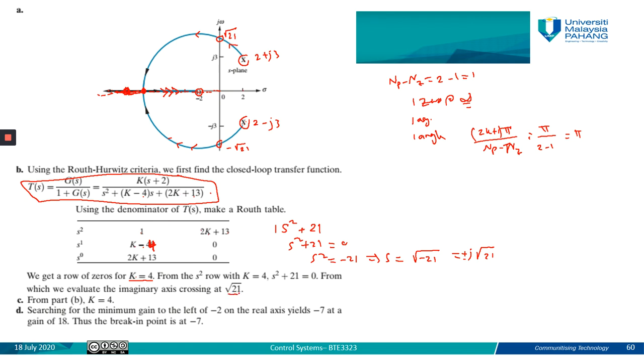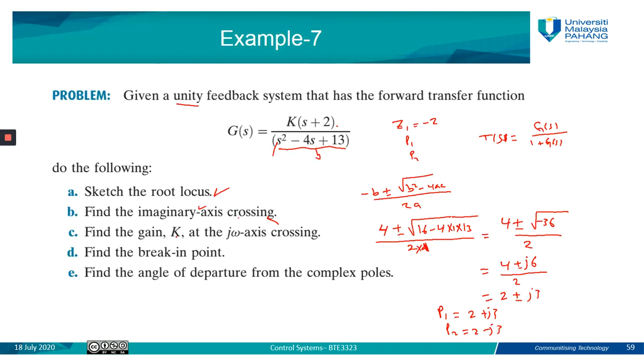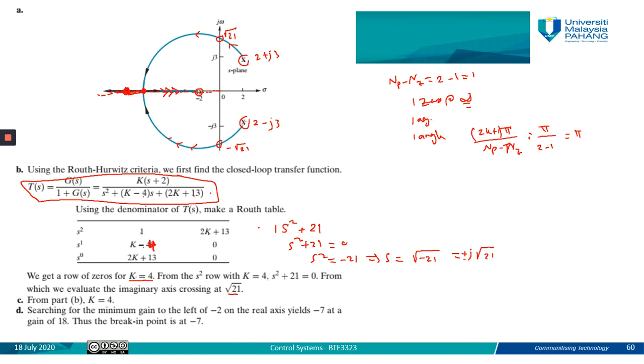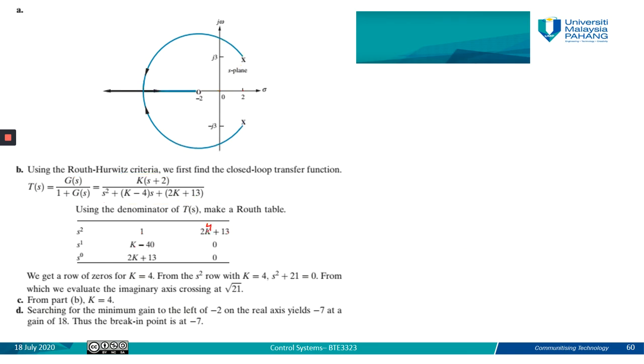The crossing point is at j root 21, and the third part here is what is the gain of k at the j omega axis. He wants to find the value of k at this point. What is the value of k here? We already said here the value of k is equal to 4, because in order to find the crossing point, we substitute the value of k by 4. So when we put the value of k as 4 in this parameter, we get 2 times 4, which is 8, plus 13, which is 21. Okay, so then the value of k equals 4.